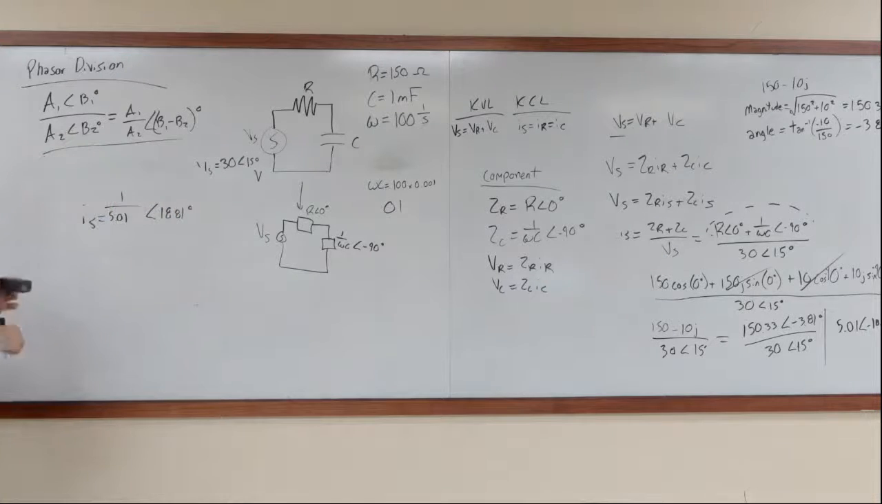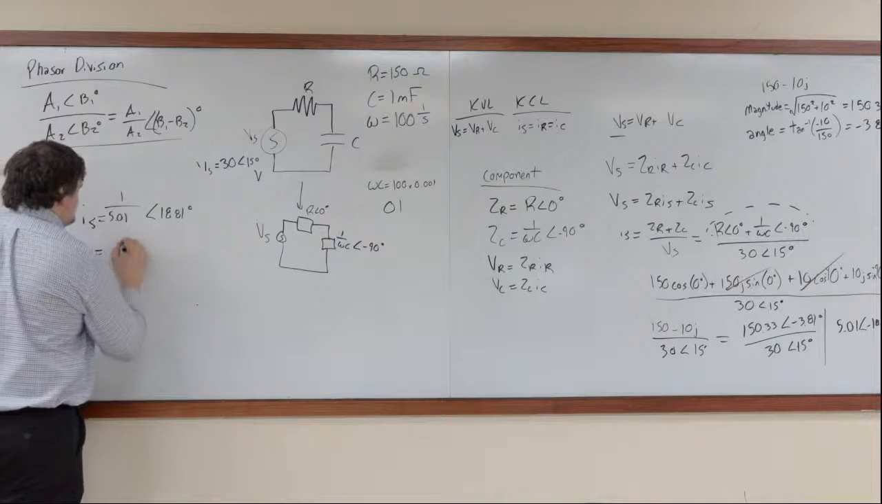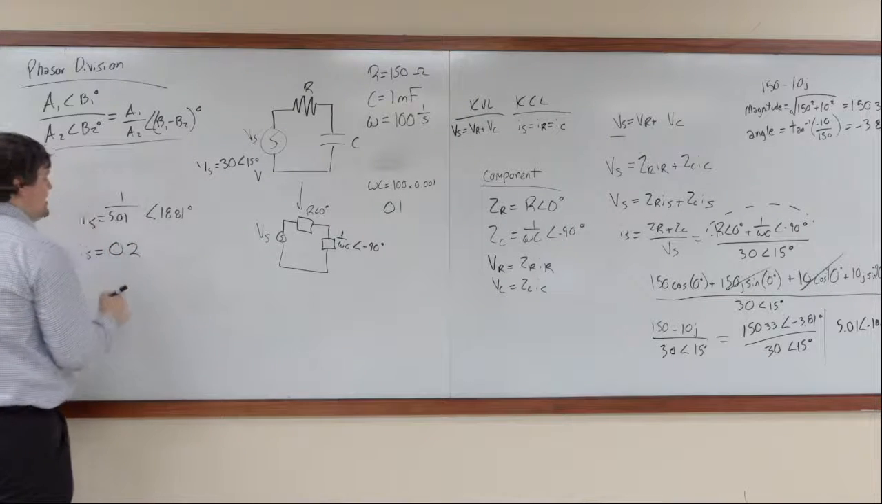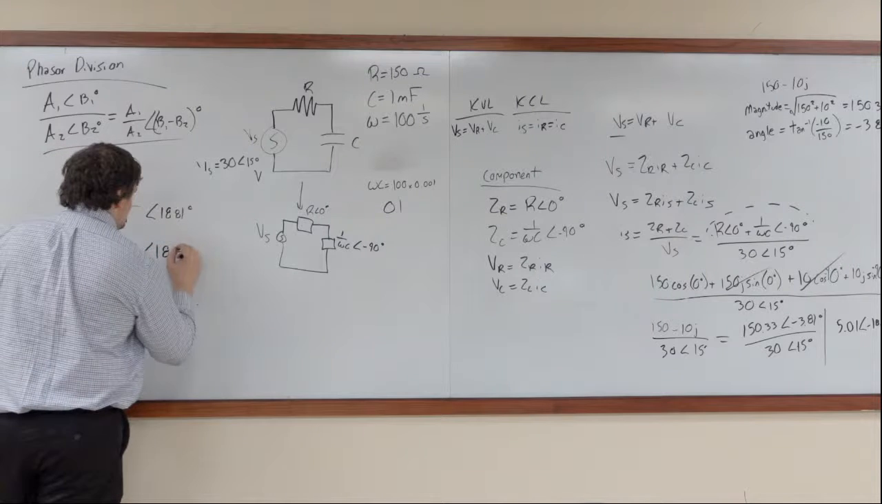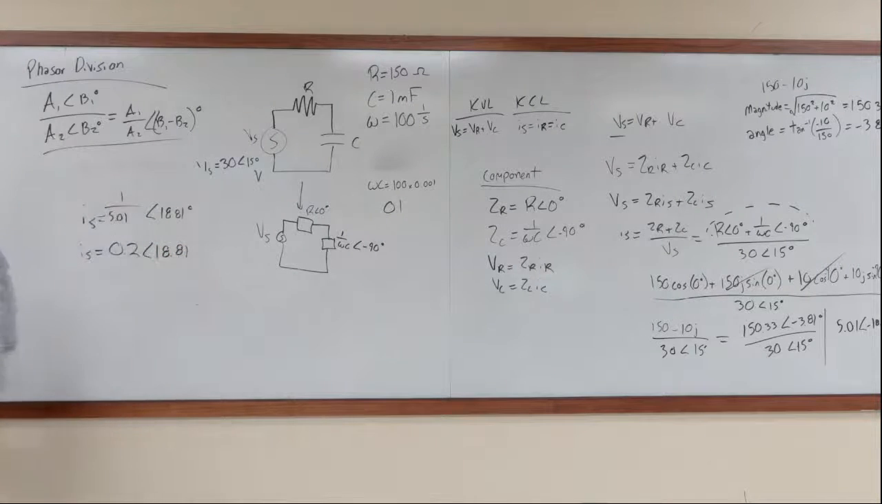So this ends up being 1 over 5.01. So IS is equal to approximately 0.2. I'm not going to do the math. Angle of 18 point. Yeah, that makes a lot more sense.